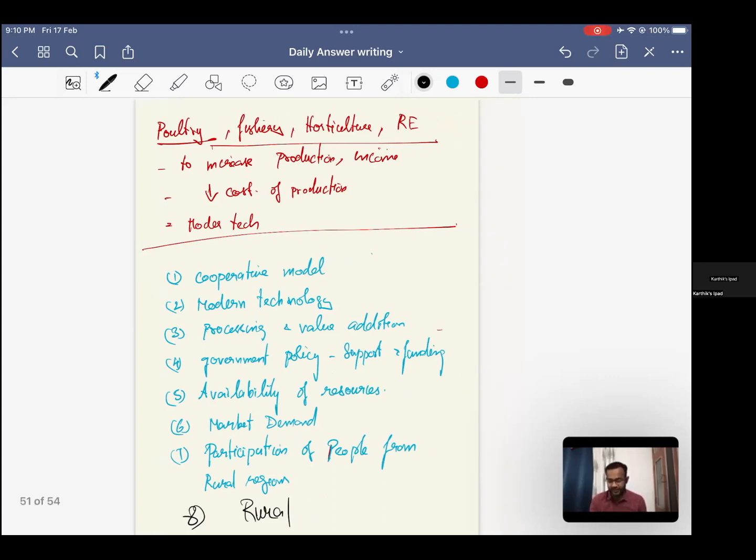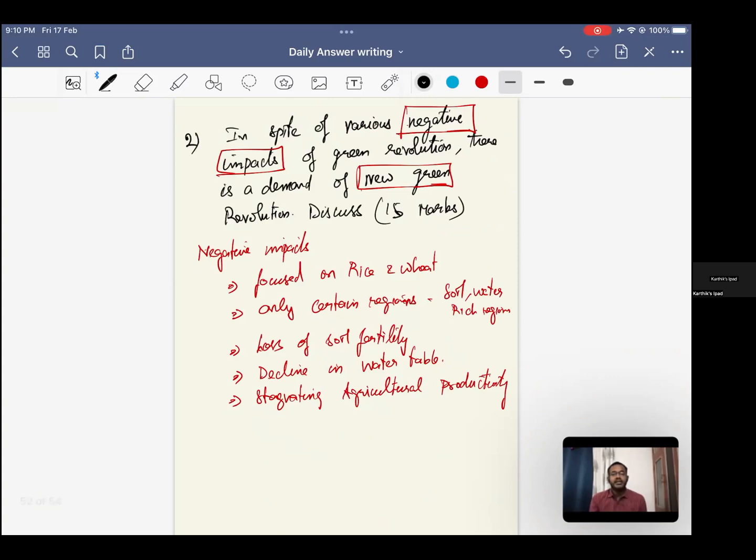Second question: in spite of various negative impacts of green revolution, there is a demand. So two things here. One, there is a negative impact in the green revolution, but still we have to go for the new green revolution or second green revolution or evergreen revolution. That's the idea of it. So give a brief intro of the green revolution. Within that, negative impacts: one, it focused on rice and wheat. Only certain regions have benefited. Soil fertility is lost, decline in water table, stagnating agricultural productivity. All those are the negative impacts of the green revolution.